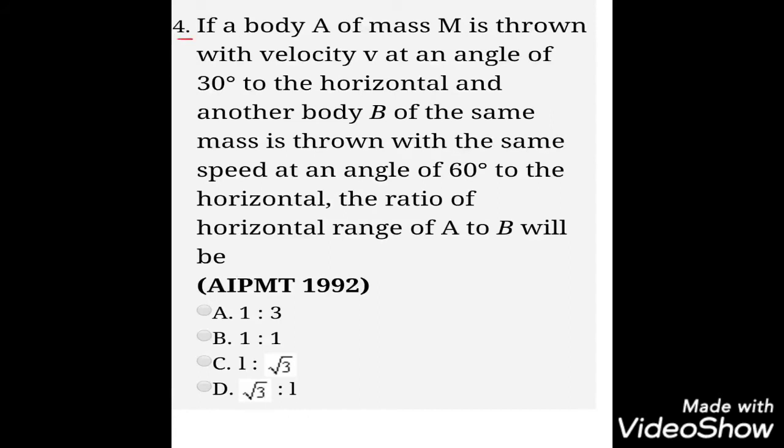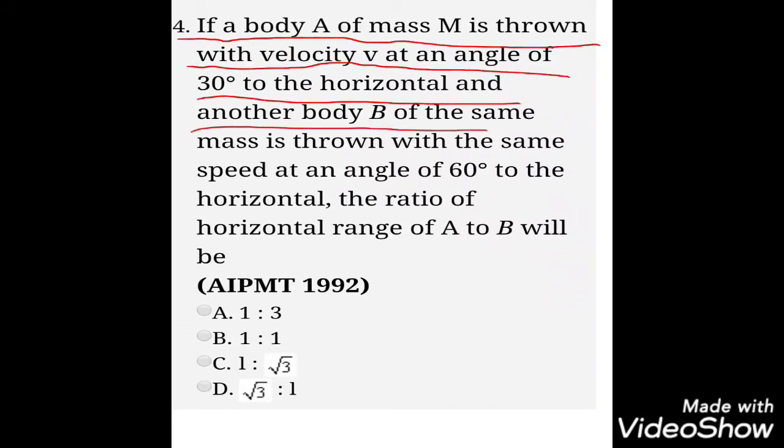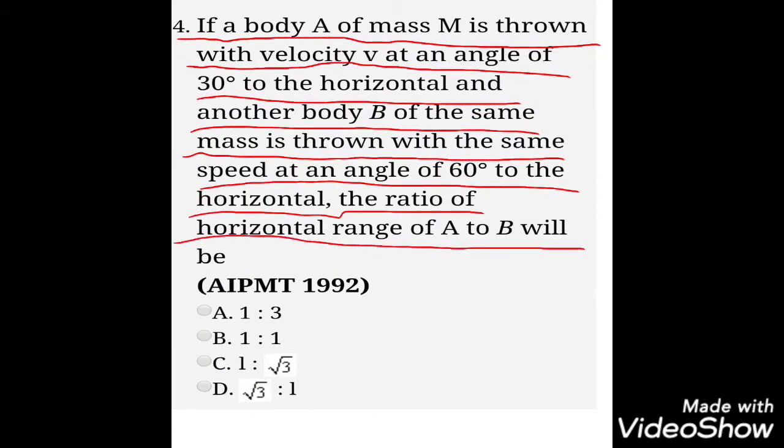Question number 4. If a body A of mass m is thrown with velocity v at an angle of 30 degree to the horizontal, and another body B of the same mass is thrown with the same speed at an angle of 60 degree to the horizontal, the ratio of horizontal range of A to B will be. There are 4 options. Option A 1:3, option B 1:1, option C 1:√3, option D √3:1.